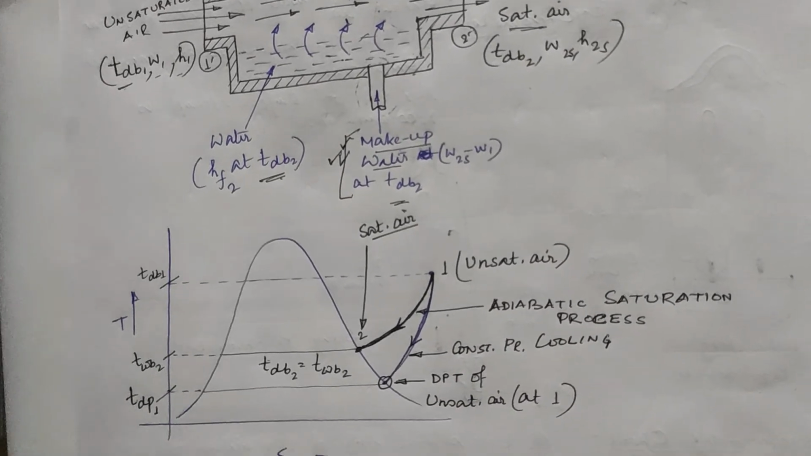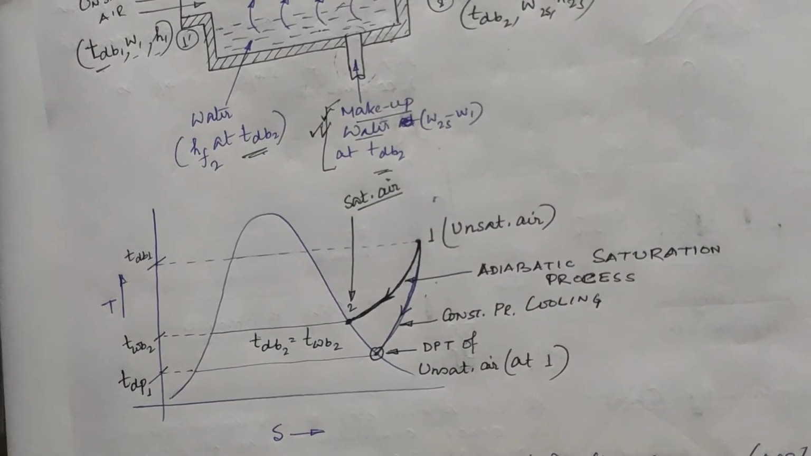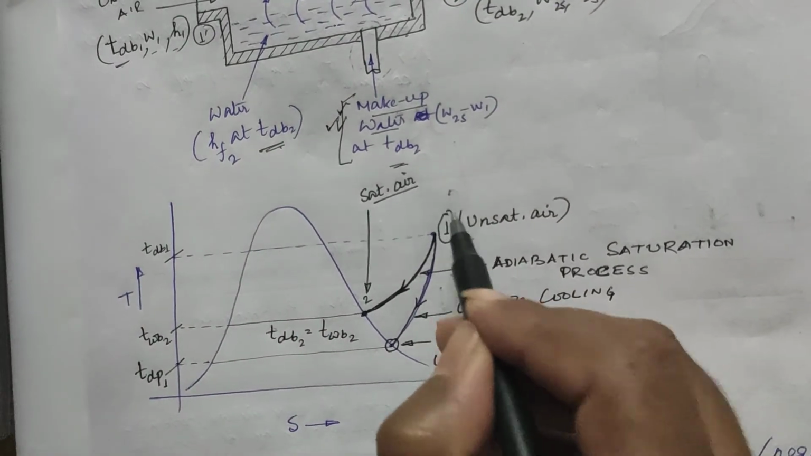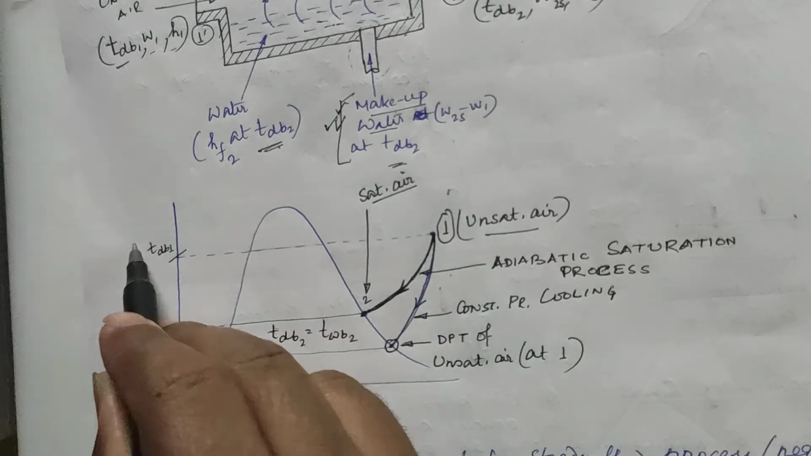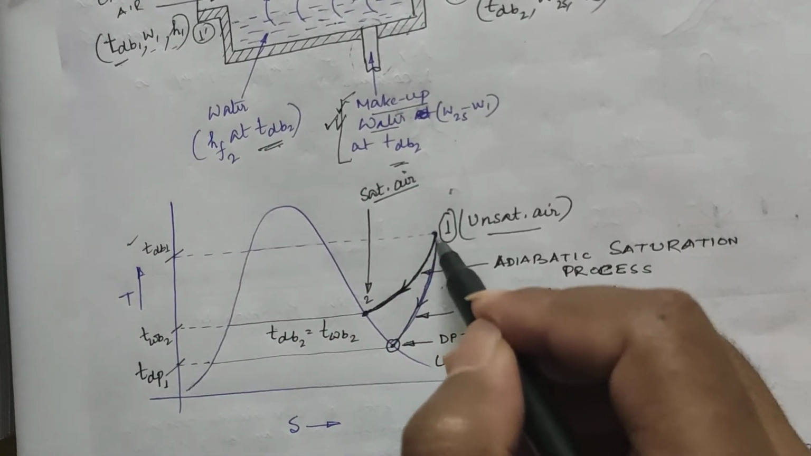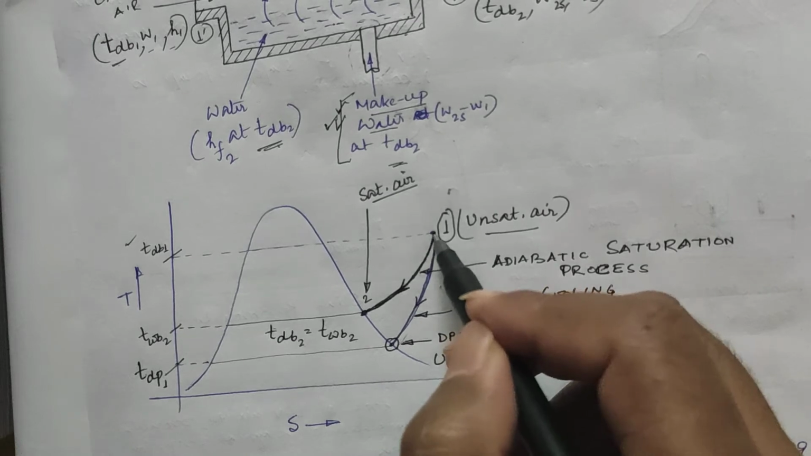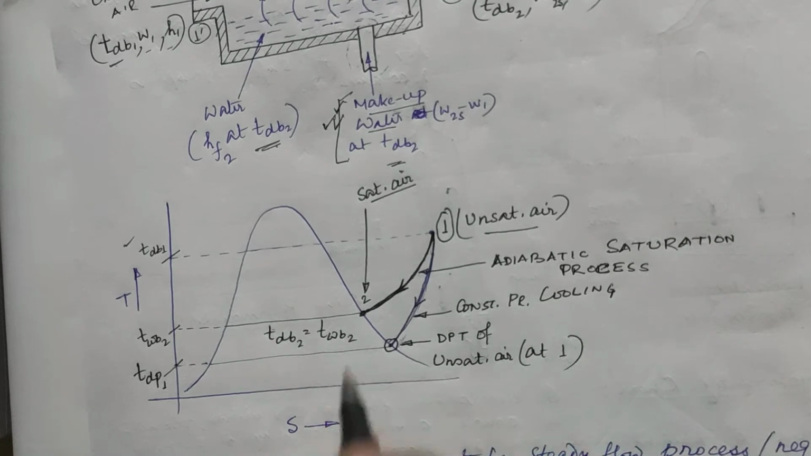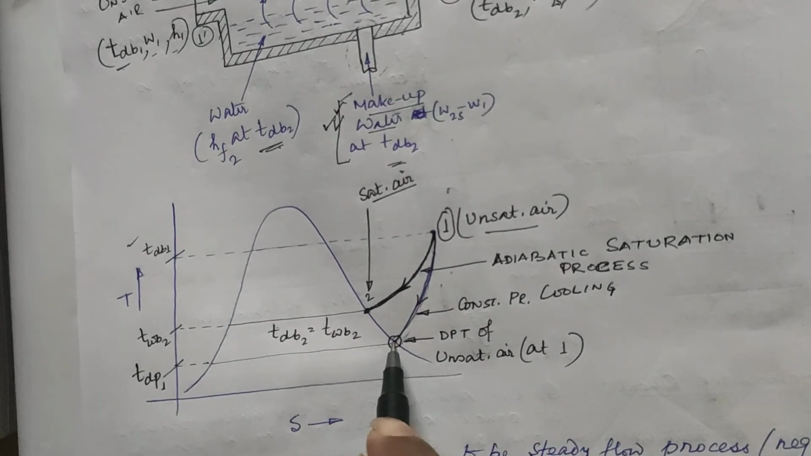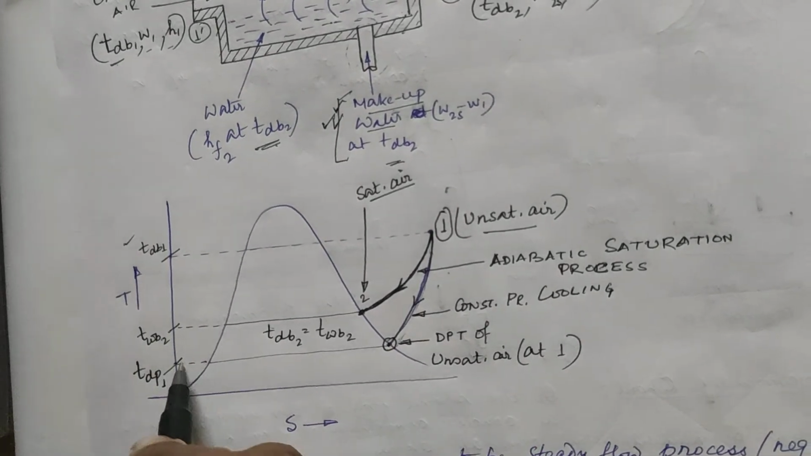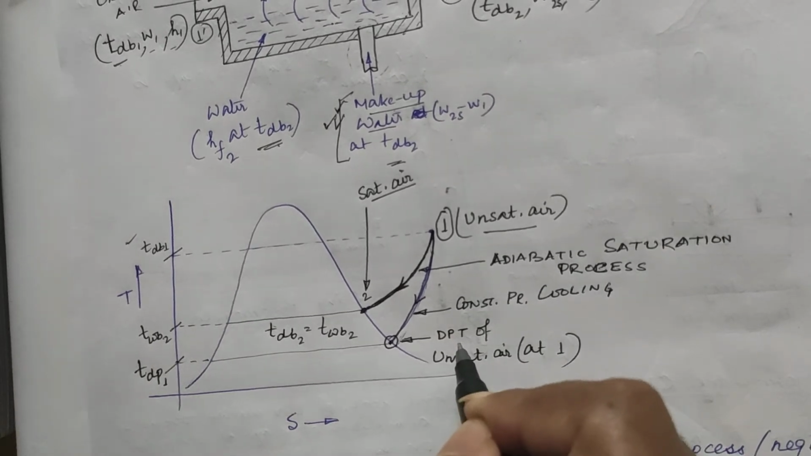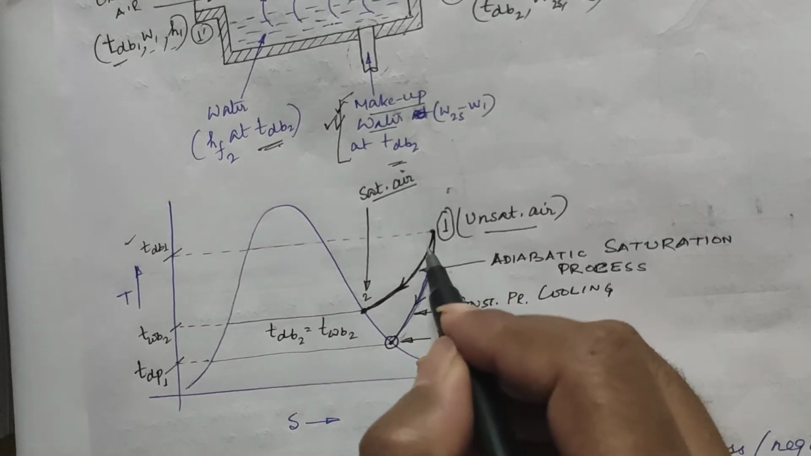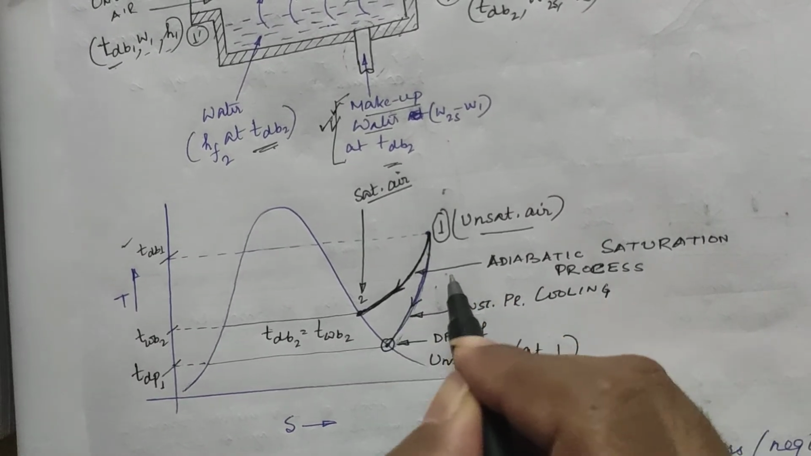So the entire process can also be explained with the help of a TS diagram. Here point 1 denotes the condition of unsaturated air at constant dry bulb temperature TdB1. Corresponding to this point 1, if we go for constant pressure cooling along this line, at this point we get the dew point temperature, that means when the moisture present in the air will try to condense. And 1 to 2 denotes the adiabatic saturation process.